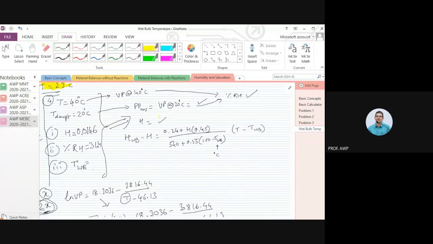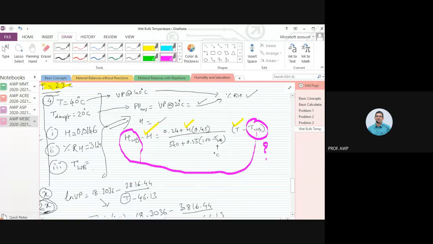So what do I know from here? I know the value of humidity, H. I know T. I don't know TW. So TW is unknown, right? And because TW is unknown, our HWB also is unknown. But corresponding to TWB and HWB, there is a relationship. What is the relationship? Based on TWB, you can calculate vapor pressure at TWB, and vapor pressure at the wet bulb temperature will allow you to write an expression for HWB.